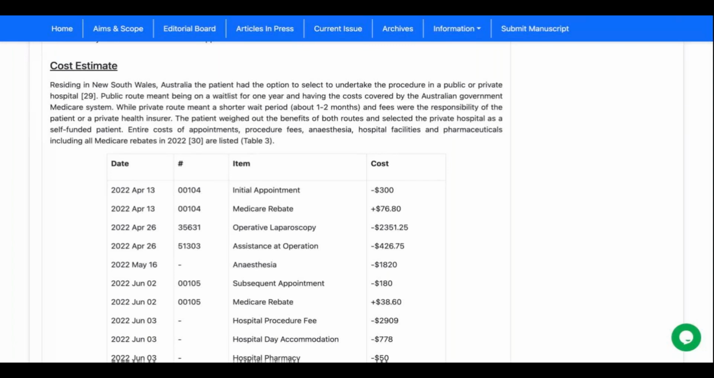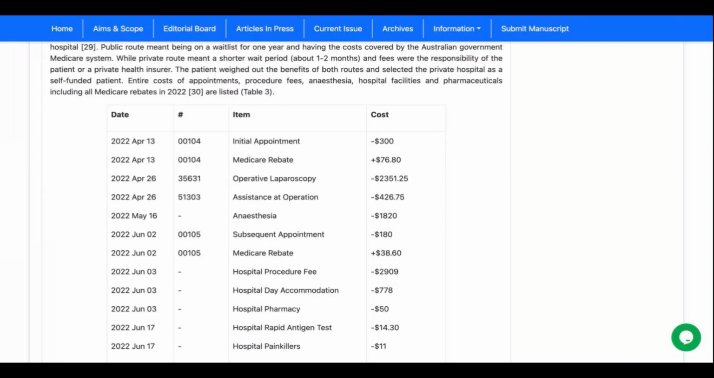If they can wait, then the government can subsidize the surgery, or if it's so severe and they have money, then the self-funded private method would be better. So here, the patient was like, I've waited so long for surgery that it's better if I just pay for it myself, and then I have it done in the next month instead of waiting for another year.